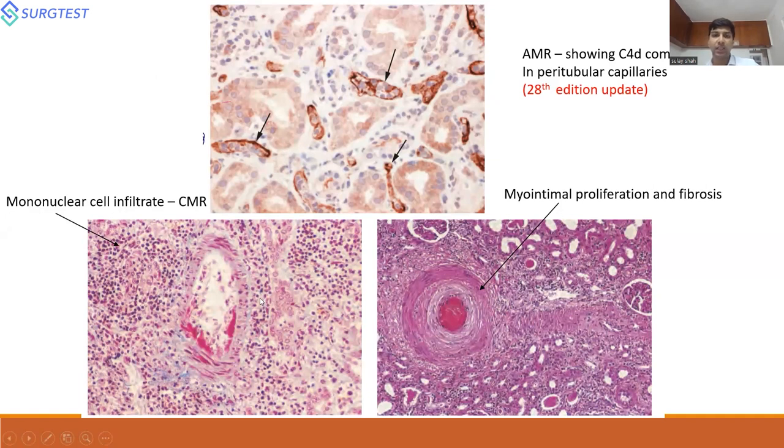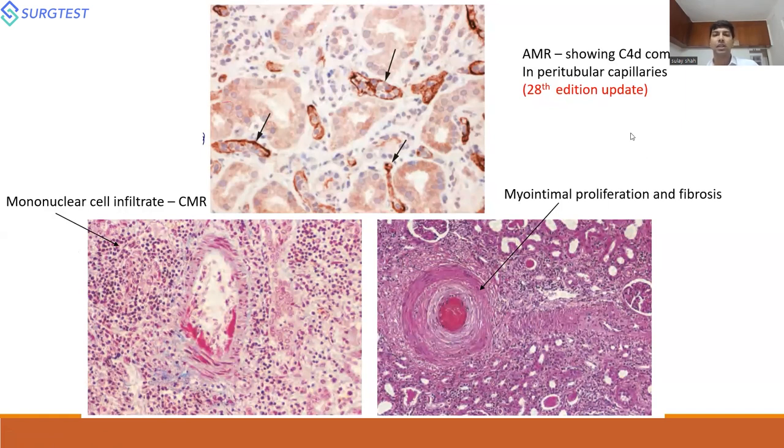The other two seen here, this is an acute cell mediated rejection. So I mentioned CMR, cell mediated rejection, because again, the classification is different. This is antibody mediated, this is cell mediated. And what I have made an arrow is a lot of lymphocytes are seen over here. And here you can see fibrosis. Fibrosis is seen in which type? This is myointimal proliferation, fibrosis, seen in chronic type of rejection. Yes, very good.